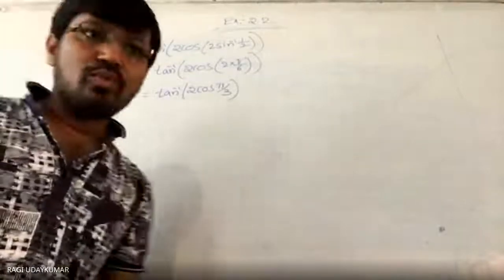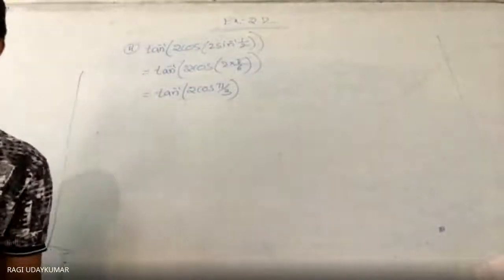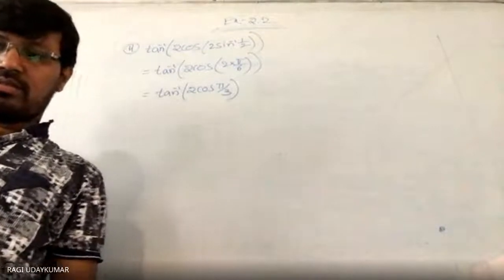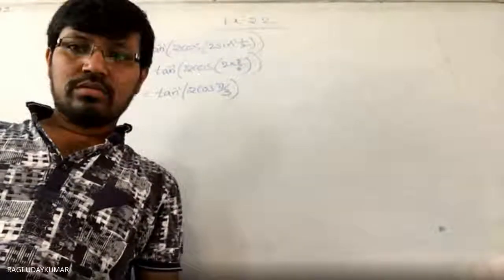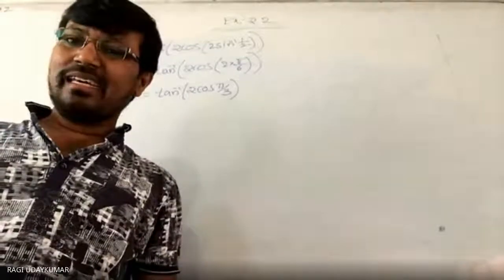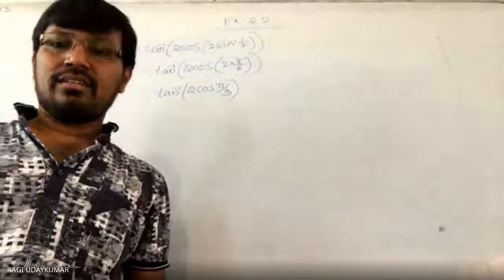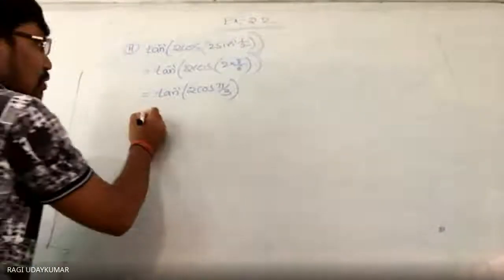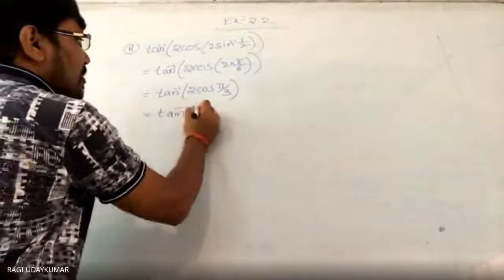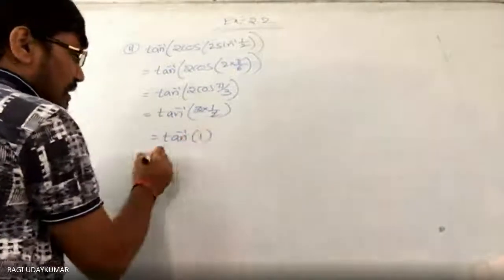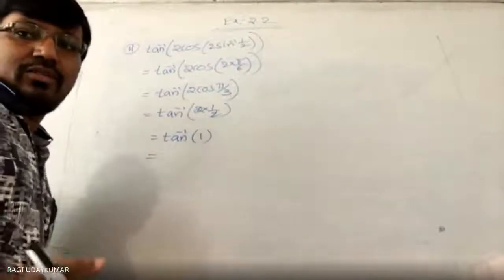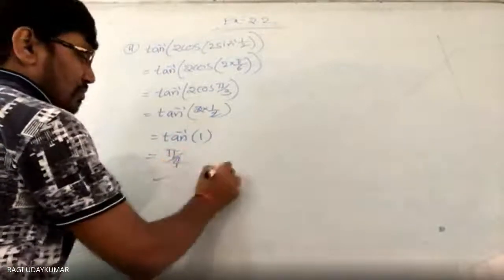Cos pi by 3 value? Pi by 3 is nothing but 60 degrees, and cos 60 degrees is 1 by 2. So you are going to get tan inverse of 2 into 1 by 2. The 2 will get cancelled, and you get tan inverse of 1, whose value is pi by 4. Very simple.